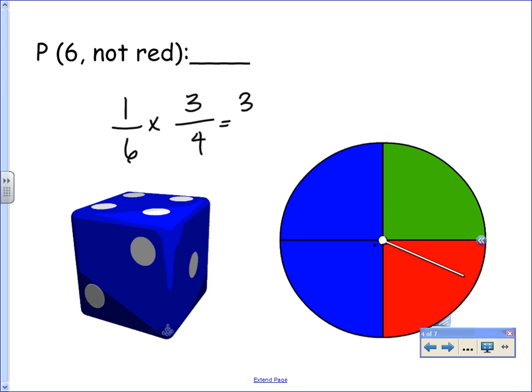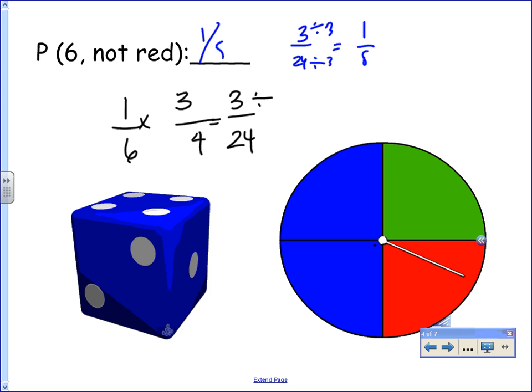1 times 3 is 3. 6 times 4 is 24. But now I can simplify my answer, and you always want to make sure that you are checking to see if you can simplify. The picture's in the way, so I'm going to have to do it up here. So this is going to be 1/8. So the probability of rolling a 6 and spinning a not red on the spinner is 1/8. You have a 1/8 chance of doing that.